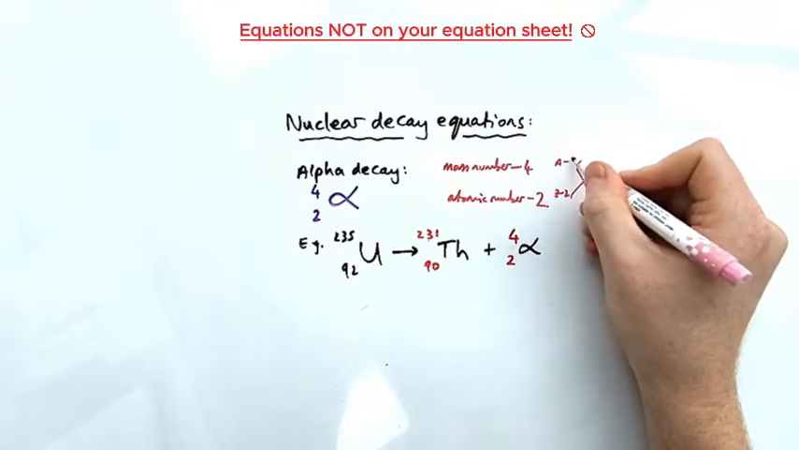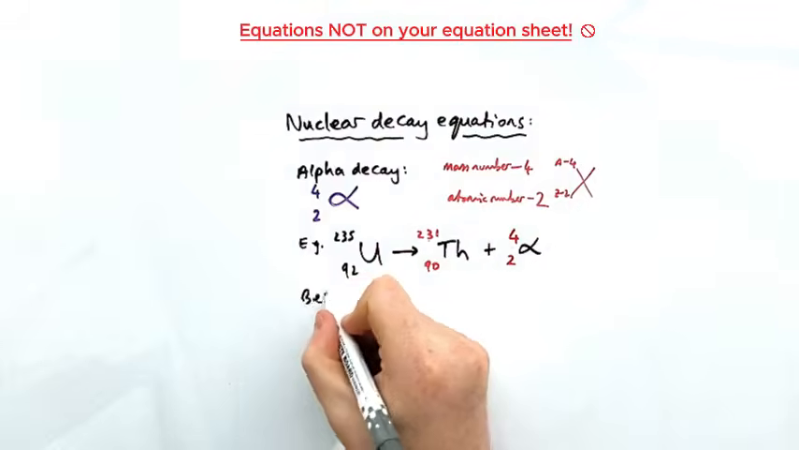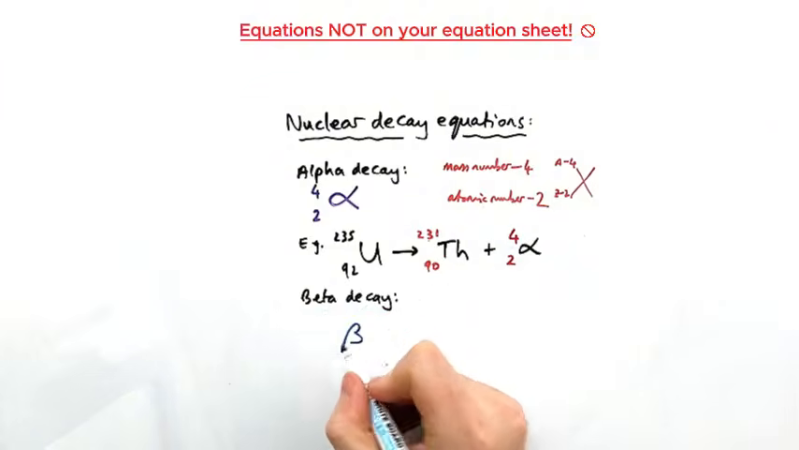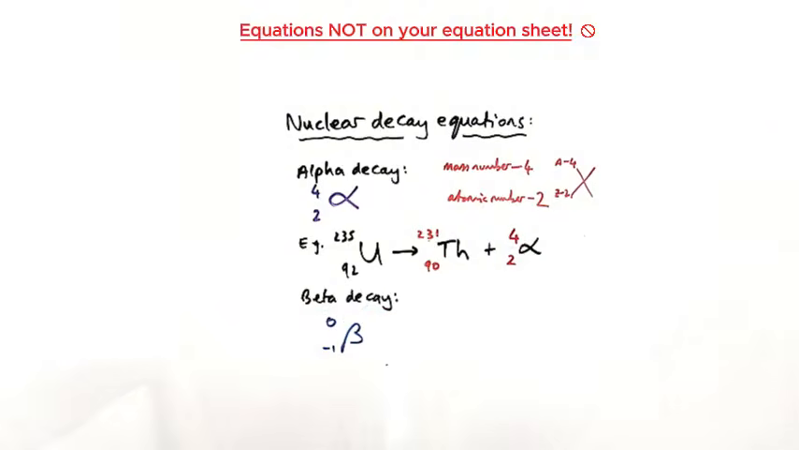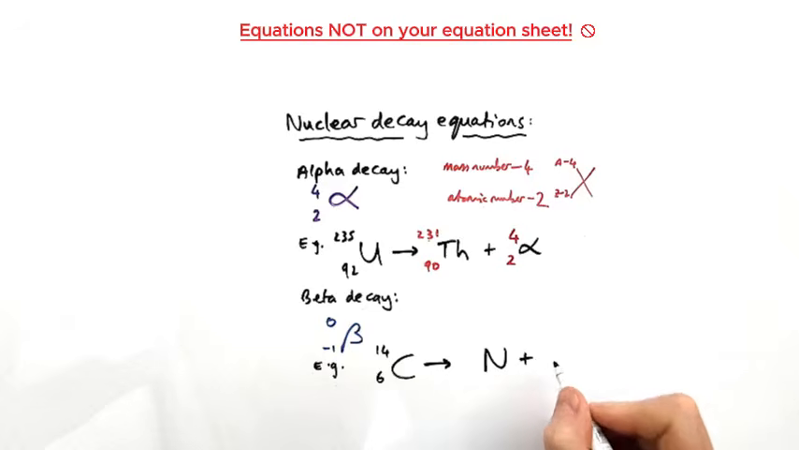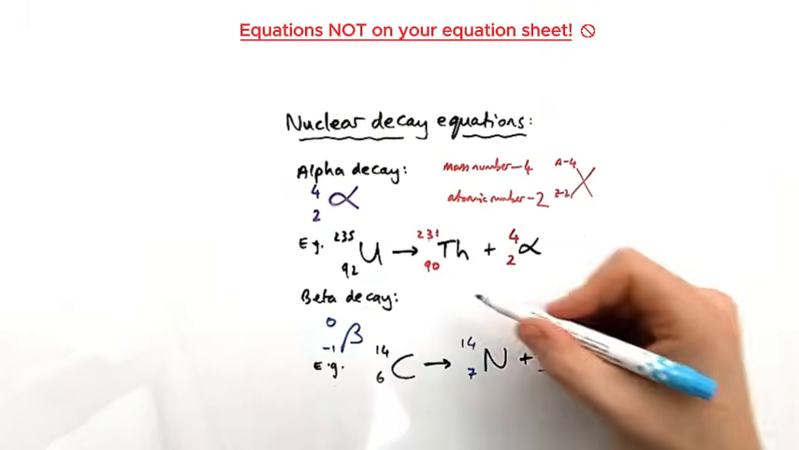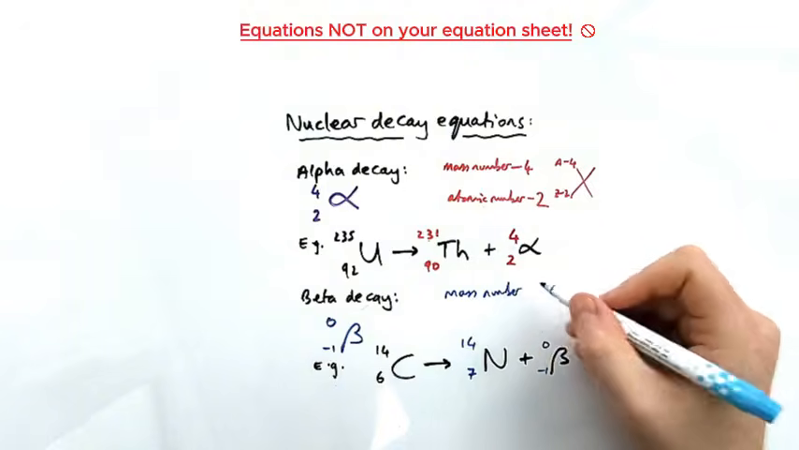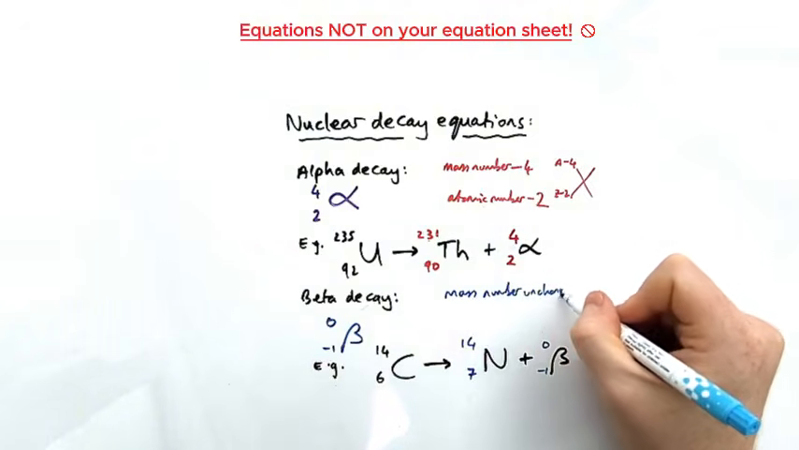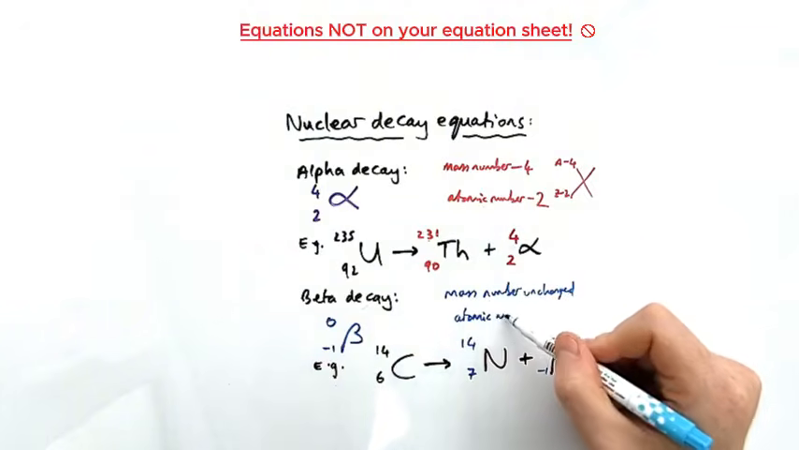Beta decay equations, the numbers can be a little bit trickier. A beta particle, we indicate with a mass number of 0 and an atomic number of minus 1. I'll explain this in a second. Let's look at an example decay for that. Let's say we've got carbon-14 decaying into nitrogen. And to work out the numbers, we can see that the mass number doesn't change, that stays at 14, and the atomic number goes up by 1. That's because we've got minus 1 on the beta particle, minus 1 plus something makes 6, that has to be 7. Now, let's explain why this happens.